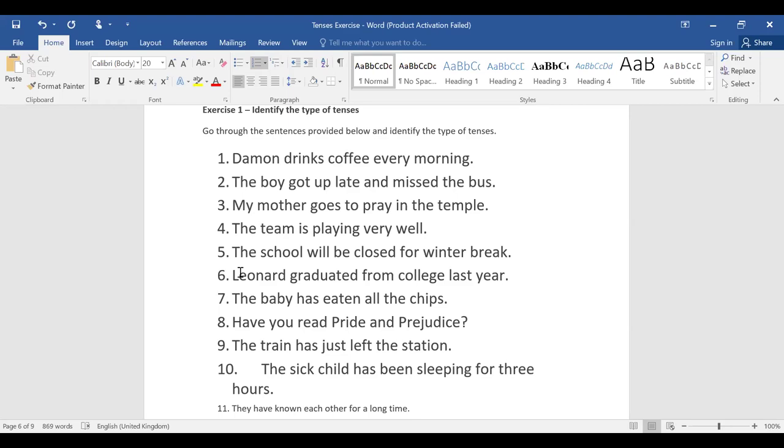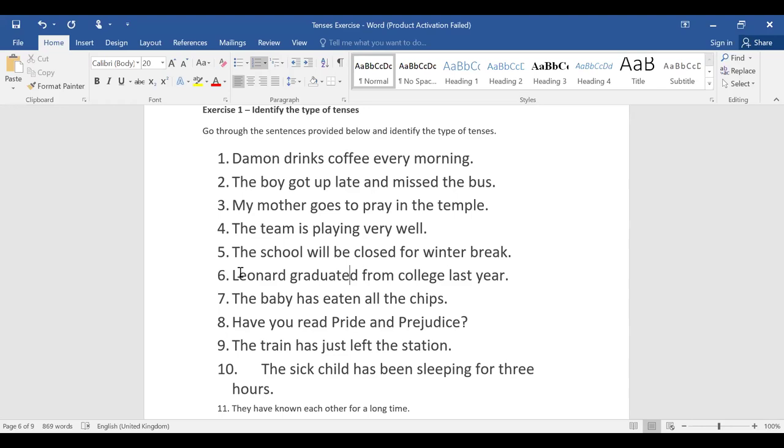Exercise: identify the type of tenses. This time, you are going to identify the type of tenses. Go through the sentences provided below and identify the type of tenses. Remember, the tenses describe the action words. They are verbs. So essentially, look out for the verbs. And then tell me whether the verb you have seen is a present tense, a past tense, or a future tense. Whether it is present perfect or present continuous, whether it is past perfect, past continuous, or future perfect, future continuous.